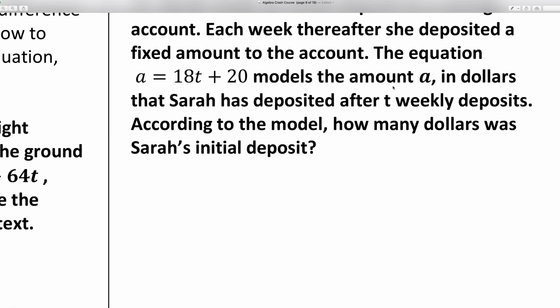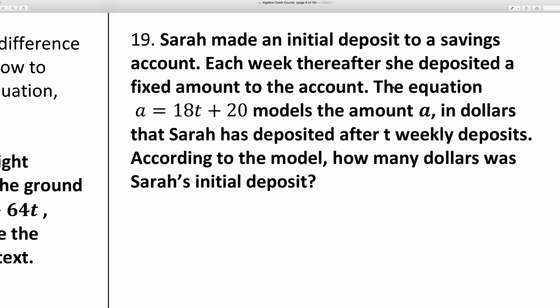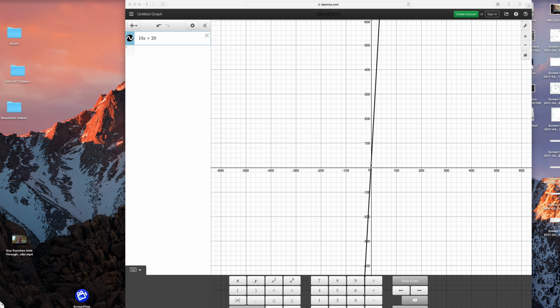And that's what the slope means. So now let's look at the question here. She deposited a certain amount, then it's going to grow. So what she deposited was $20. That's the amount that she deposited. And then every amount of time, her money went up by 18. So what was her initial deposit? It was 20. That's a very, very important topic.